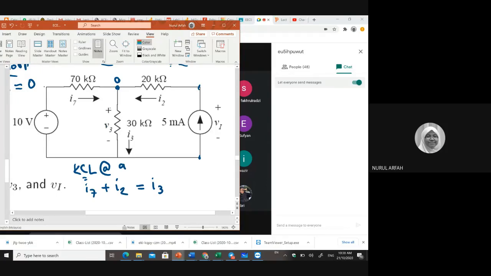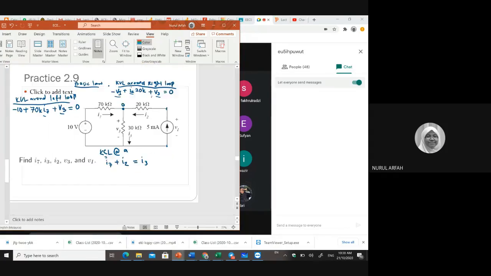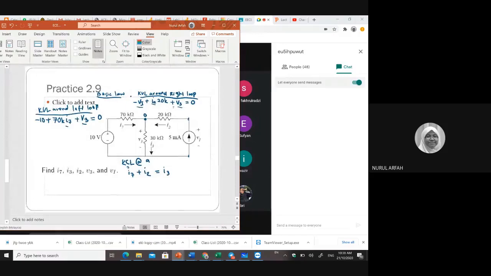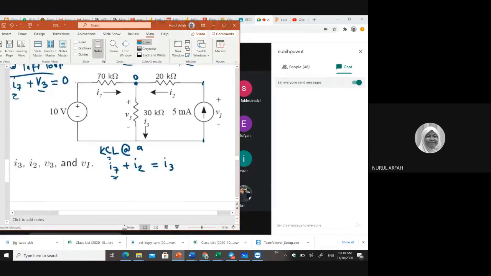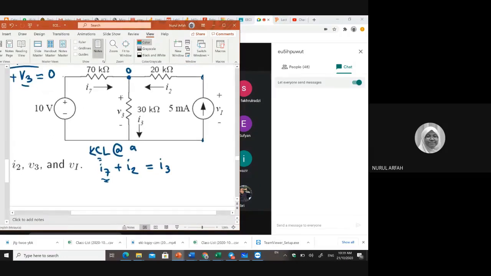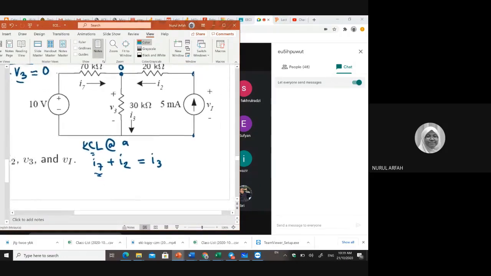Not yet, right? So how to solve this one? This is I7, yes, you can substitute this for I2. But do you have any suggestion of what I2 is equal to? I2 is 5 milliampere. How do you know that? From the current source. Yes, from this. So obviously this one should follow this 5 milli. So I2 is 5 milli.